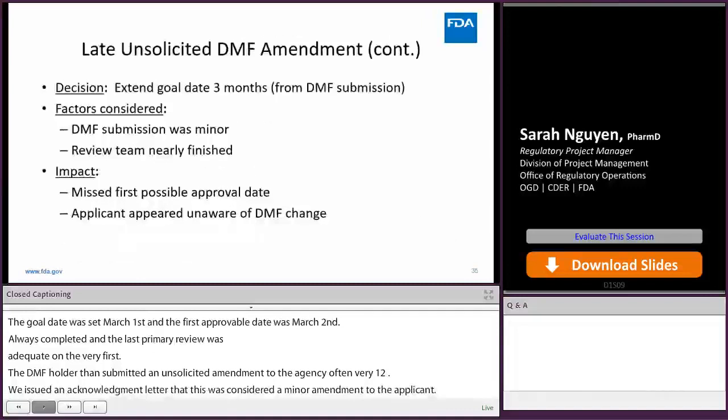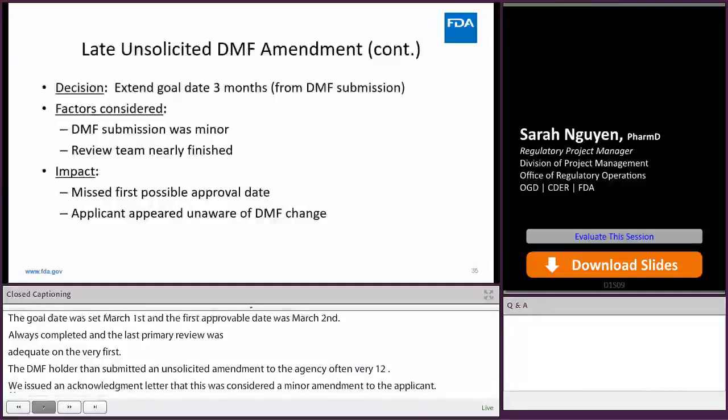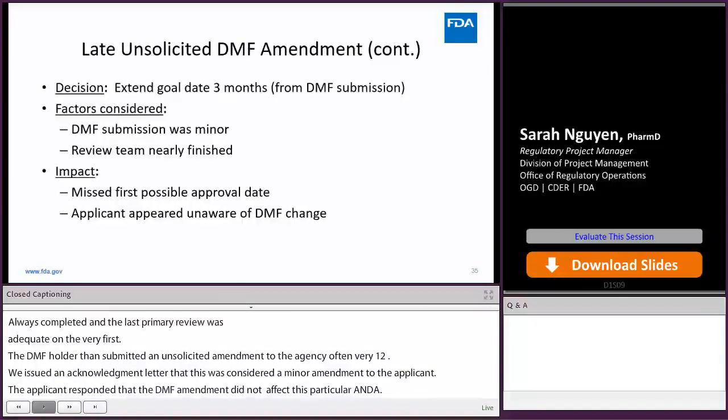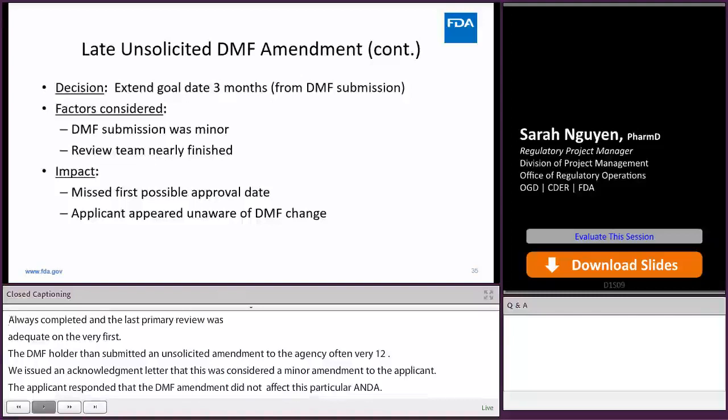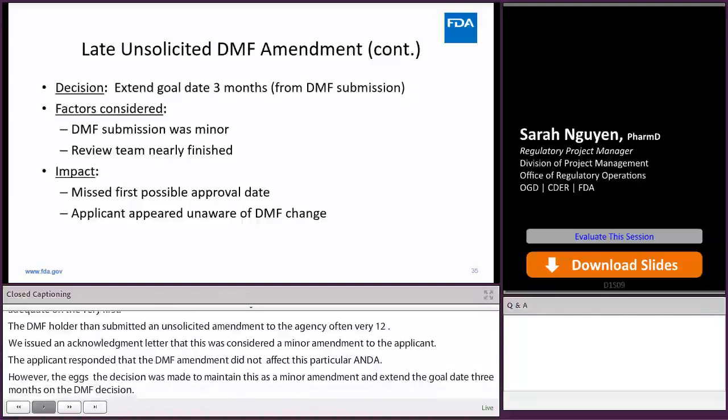However, the decision was made to maintain this as a minor amendment and extend the goal date 3 months from the DMF submission. Although the DMF amendment could have had very little to no impact on the ANDA, any quality information that is submitted must be reviewed by the DMF team and will be considered a minor amendment. We also took into account that the review team was nearly finished.